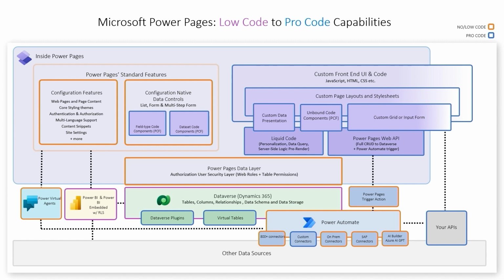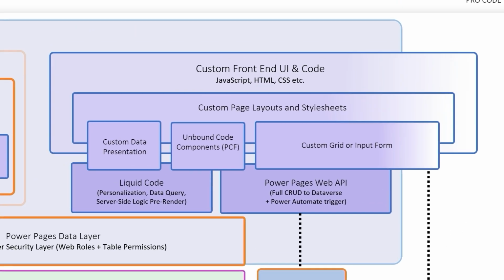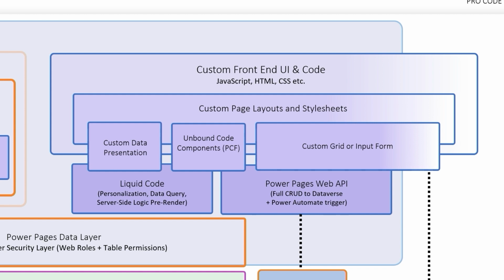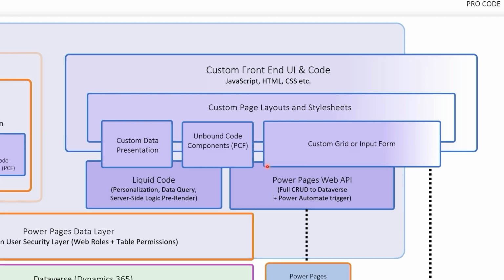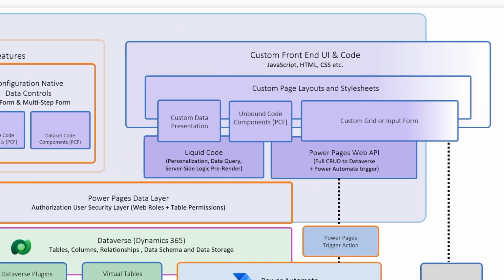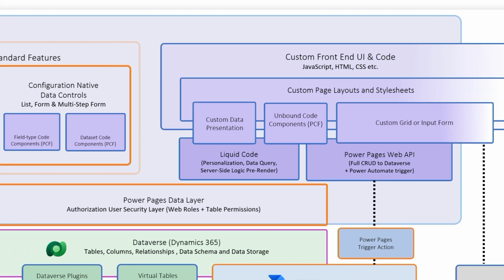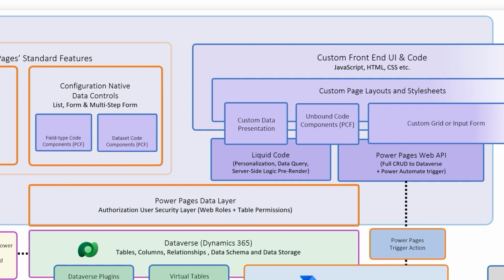Now, coming to the pro development options. Pro developers can now create custom front-end UI and code using JavaScript, HTML, CSS, etc. They can create custom page layouts and style sheets. Power Pages supports Bootstrap as a styling framework, and they can also create custom data presentation, using bound or unbound PCF or code components to represent or override your field controls on the form, and use dataset controls for grids or galleries use cases.